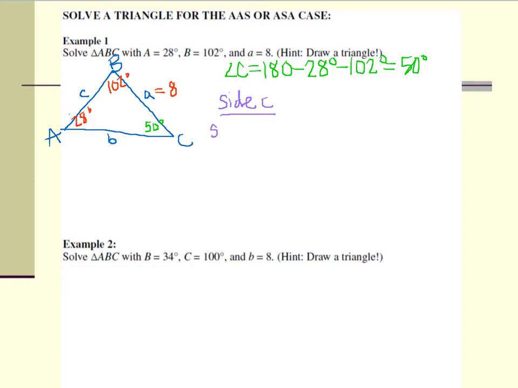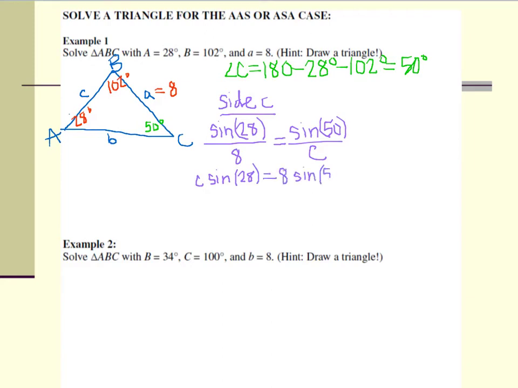So that was the sine of 28 degrees over 8 equals the sine of 50 degrees over c. And this is how I will find side c. I'm just going to cross multiply here. c times the sine of 28 degrees equals 8 times the sine of 50 degrees. And I want c alone, so I need to move this sine of 28. So I'm going to divide both sides by the sine of 28.